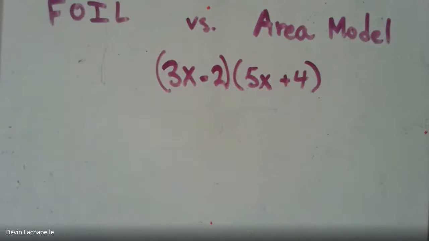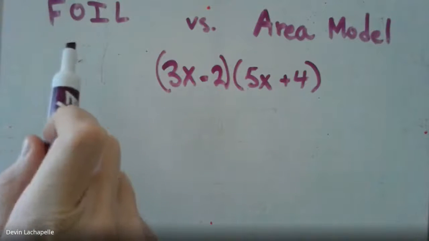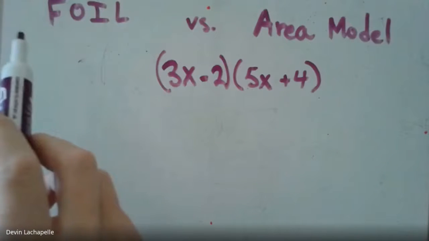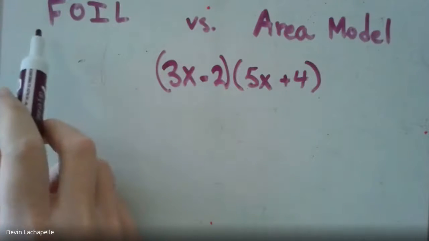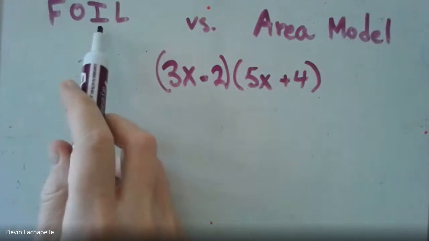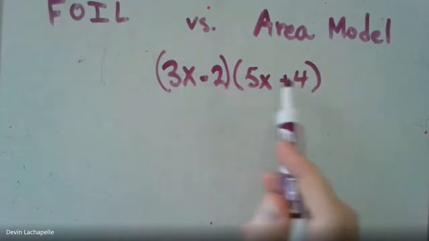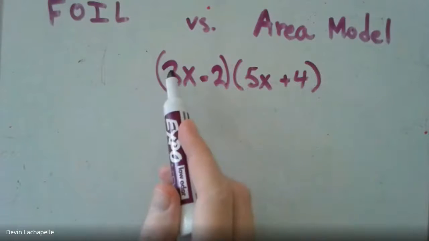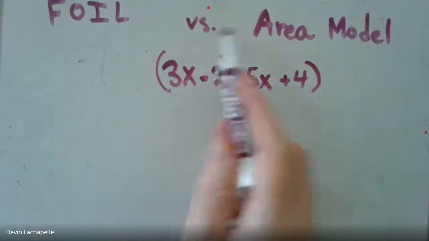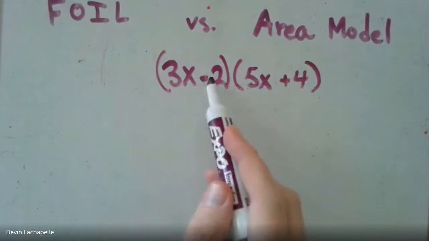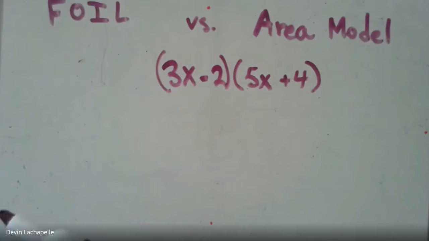Okay, so I wanted to just briefly talk about the FOIL method versus the area model when multiplying polynomials. When I was in school, I was taught the FOIL method, and if you're unfamiliar with it, FOIL just stands for first, outside, inside, last. In other words, when you're multiplying a pair of binomials like this, you multiply your first terms, your outside terms, your inside terms, and your last terms, essentially the distributive property.